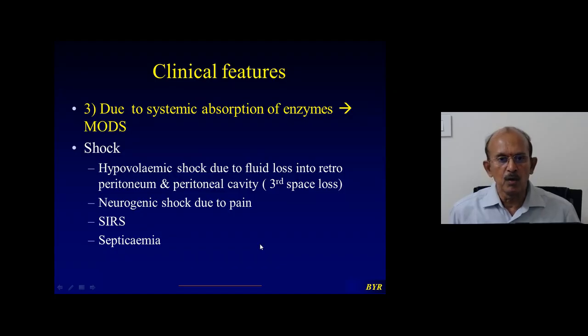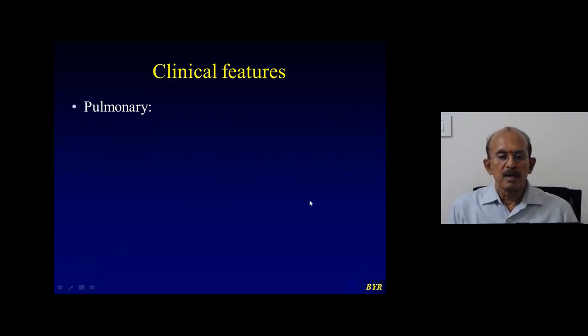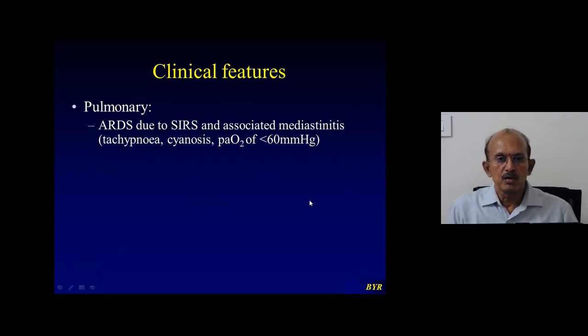In the initial few hours, it is due to neurogenic shock. In the first 2 days, it is because of hypovolemic shock due to third space loss. Then after the second day, it is due to SIRS. After the first week, it is due to septicemia. Pulmonary complications: ARDS due to SIRS and associated mediastinitis. That means patients will have tachypnea with a respiratory rate of about 30 to 40 per minute, peripheral cyanosis, and partial pressure of oxygen in the arterial blood less than 60 millimeters of mercury.